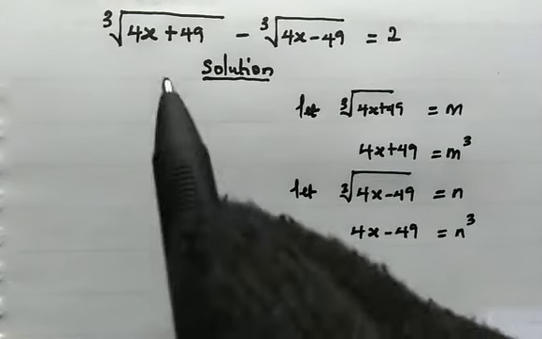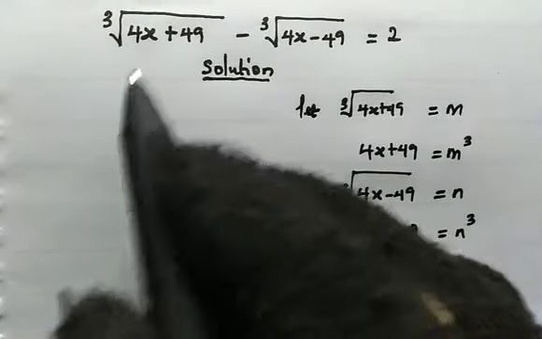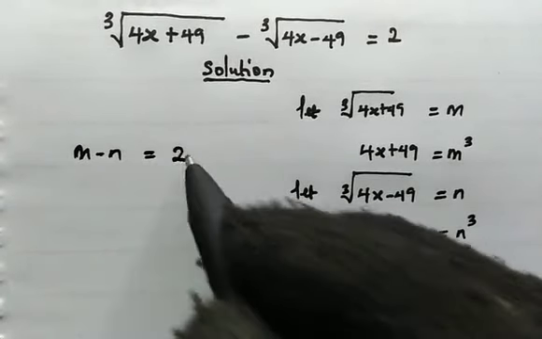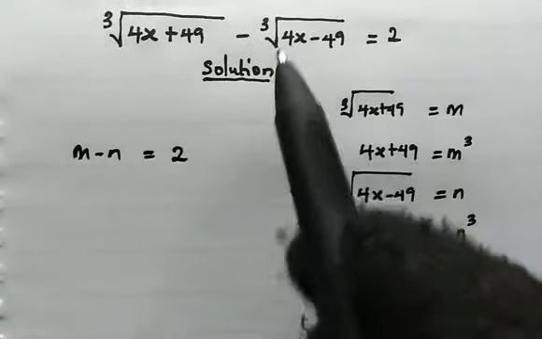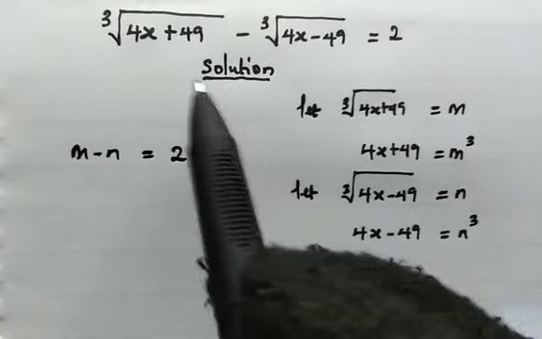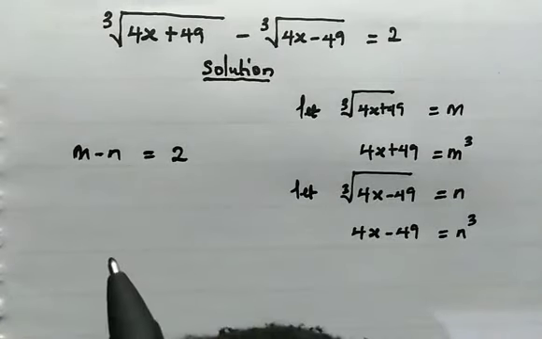Okay. Now, the original equation, we can write it in terms of m and n, right? So that will be m minus n, which is equal to 2, right? Because this minus this is equal to m, and this right over here is equal to n. Therefore, their difference, which is equal to 2, will be the same as m minus n equals 2.